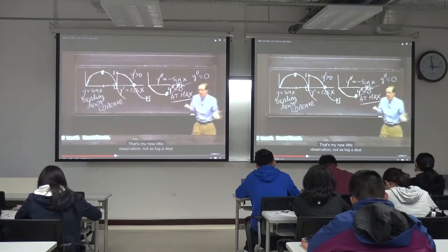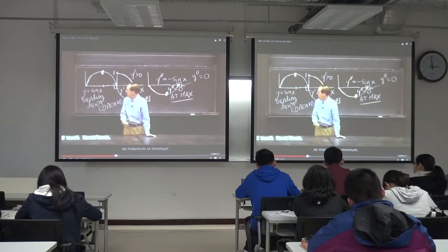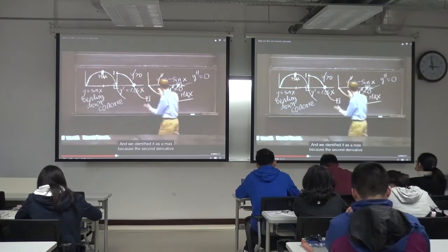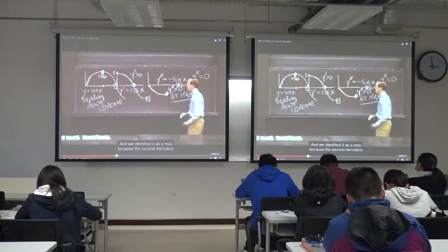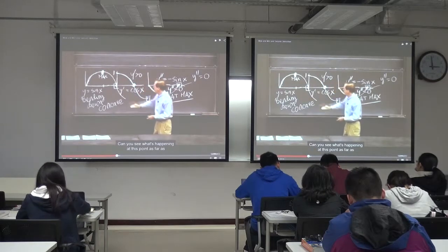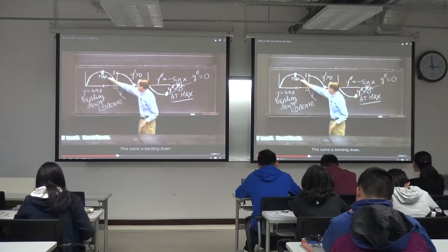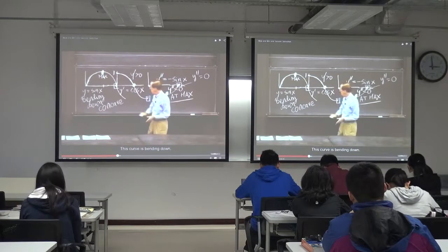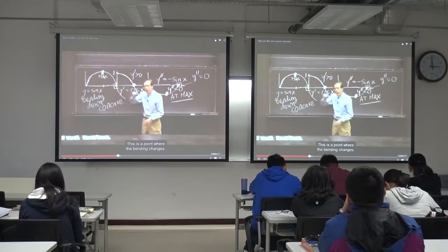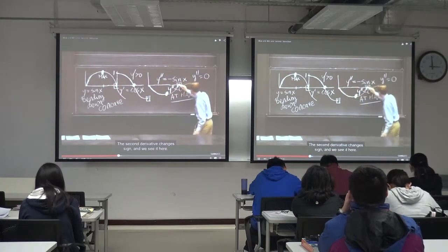Why, what? That's my new little observation. Not as big a deal as maximum or minimum. This was a max here, and we identified it as a max because the second derivative was negative. Now I'm interested in this point. Can you see what's happening at this point as far as bending goes? This curve is bending down. But when I continue, the bending changes to up. This is a point where the bending changes. The second derivative changes sign, and we see it here.